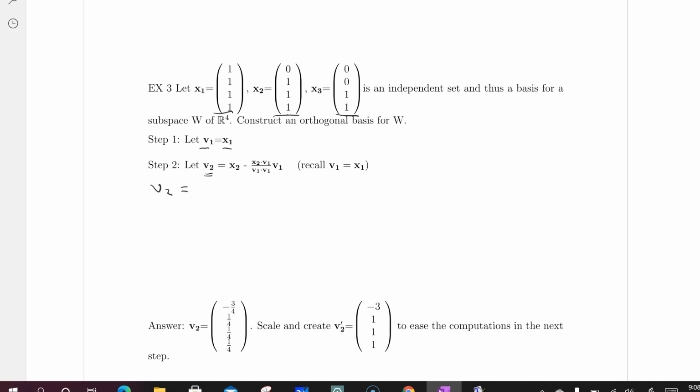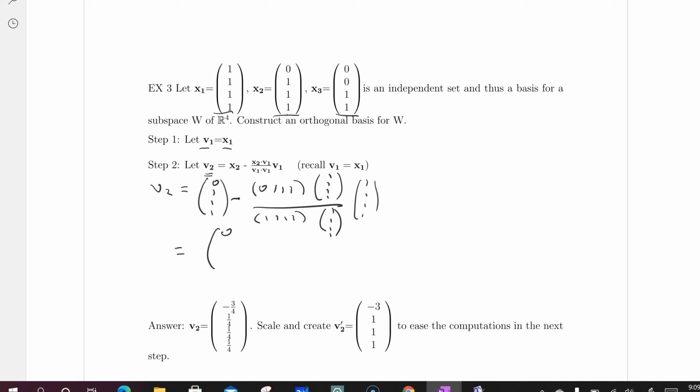will be the second vector, so (0, 1, 1, 1). Subtract off that vector dotted with the first one, (1, 1, 1, 1), and then the dot product of V1 on the denominator, all multiplied times the V1. So (0, 1, 1, 1), and then subtracting off, multiplying this, I get 3 in the numerator. On the denominator, I can get 4. So (1, 1, 1, 1).